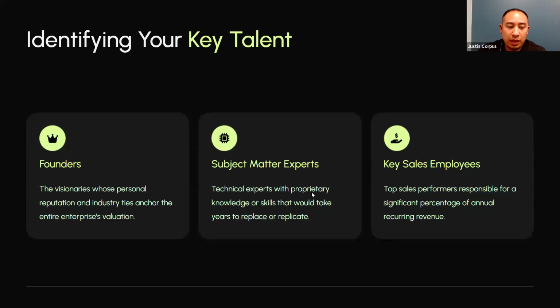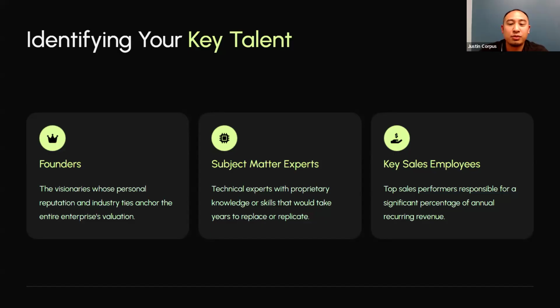It's always nice to have something in case something happens. Not to replace them, but to at least have a cash reserve so that we won't feel the pain of losing that employee, founder, or CEO as badly, right? And then key sales employees, the rainmaker, right? The person who can go out there and sell snow to an Eskimo.